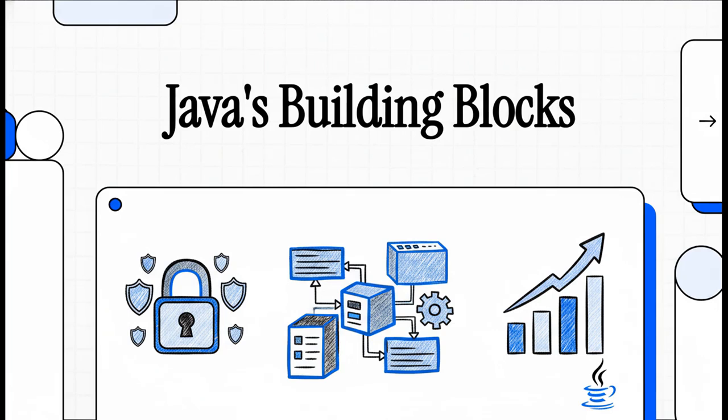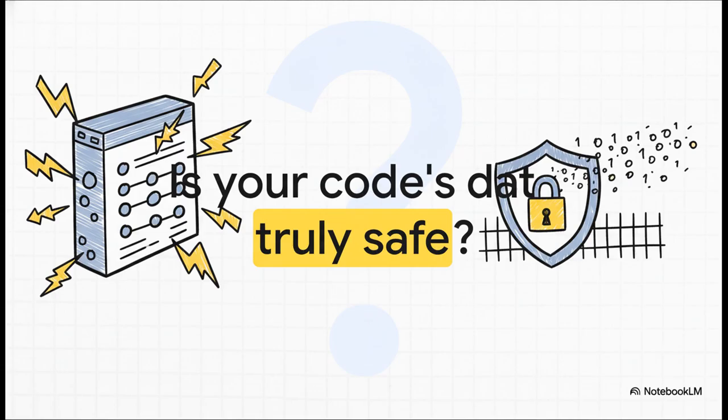Hey there. Pretty much anyone can write code that, well, runs. But writing professional code, code that's secure, that's easy to manage, and that's actually built to last, that takes a whole different set of tools. Today, we're going to dive into the absolute essential building blocks in Java that really separate the amateur stuff from professional-grade software. So, let's start with a question.